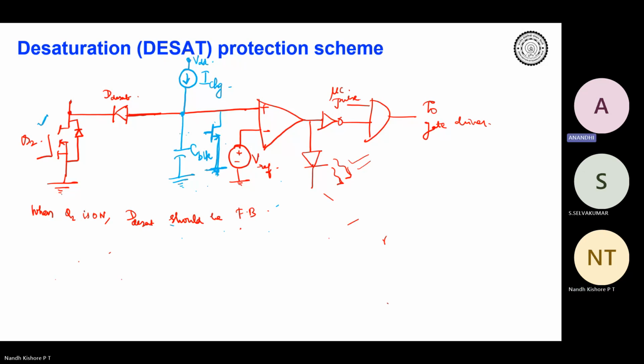Once the DSAT operates, because it is going to the gate driver, the gate driver turns off and the device is protected. This LED will remain on. So once the LED turns on, we know that there is some problem. Do you understand? Yes, sir. We have seen multiple times in the lab that DSAT will trigger. If DSAT triggers, it means there is a problem.